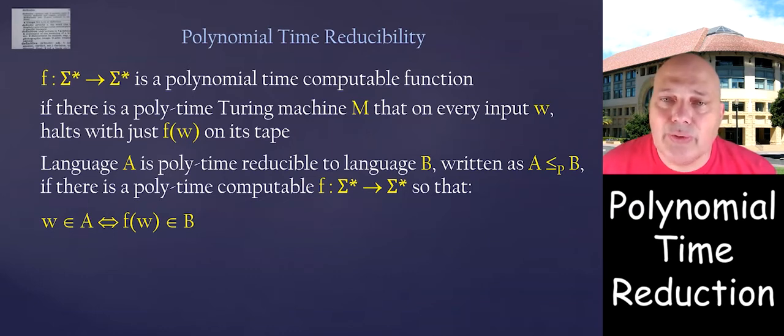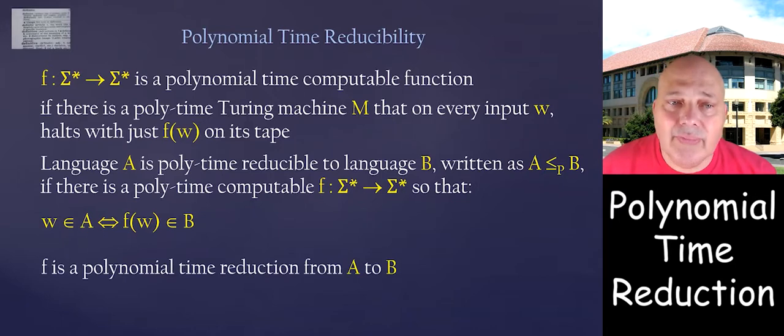So now the three ingredients we need to prove for f to be convinced that it is a polynomial time reduction from A to B are first, that f is polynomial time computable, and then that if w is in A, it implies that f of w is in B, and if w is not in A, it implies that f of w is not in B. f is called a polynomial time reduction from A to B.